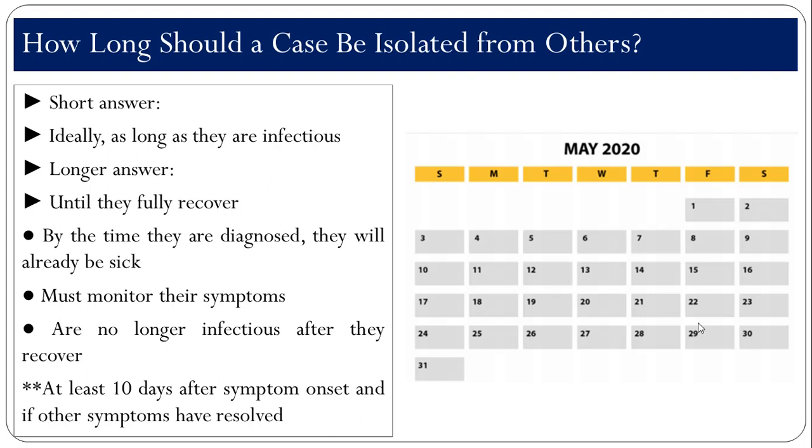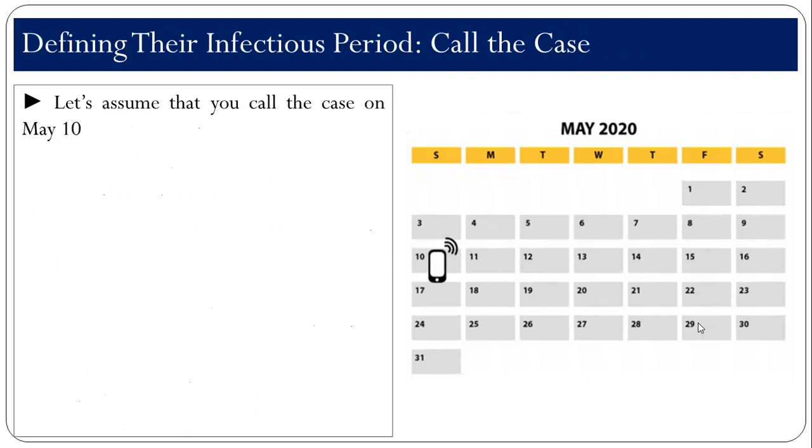They will have to monitor their symptoms each day to help you determine if they are still infectious and if they have recovered. And remember, they will need to isolate themselves at least 10 days after symptom onset, and you will have to know that their symptoms are improving and they have not had fever for 3 days. So, let us see practically what this will look like.